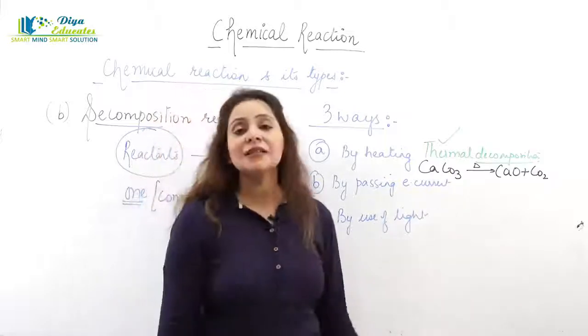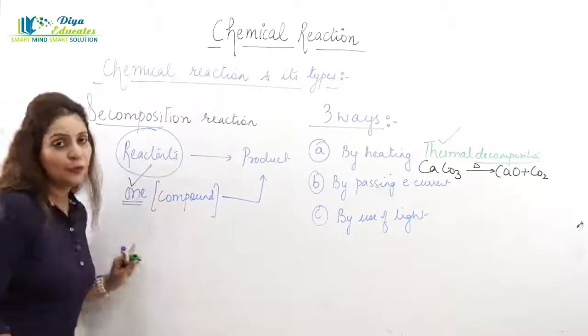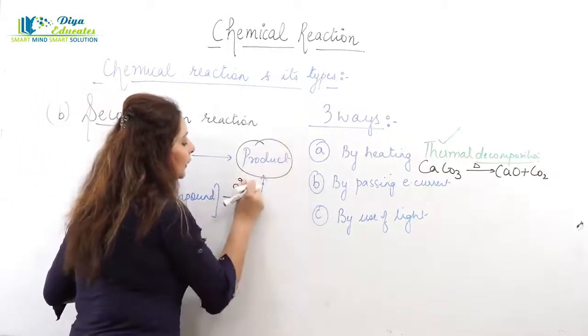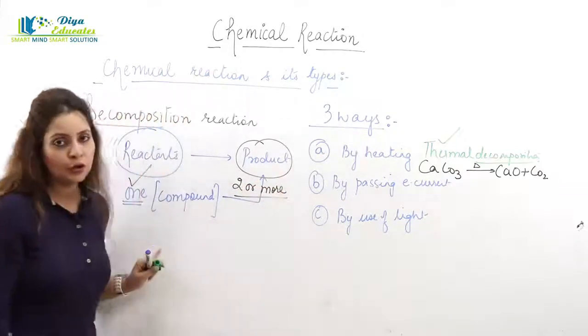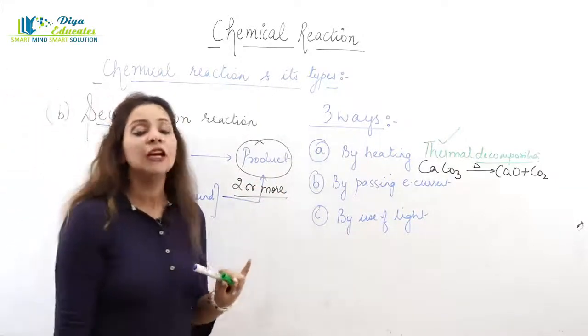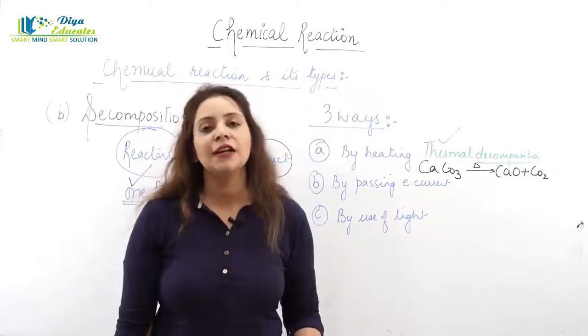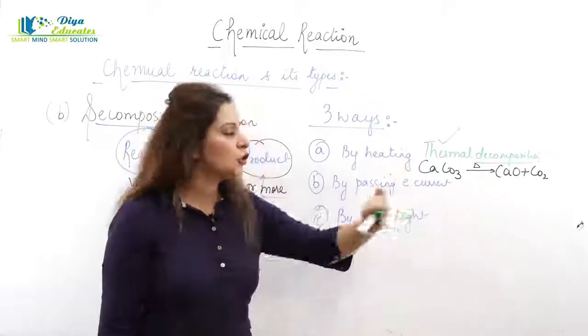So I think from this example you got an idea that definitely the reactant has to be one, but the products can be two or more. On the right hand side the new products will be two or more in number, but the reactant is definitely going to be single. So that means this is thermal decomposition.